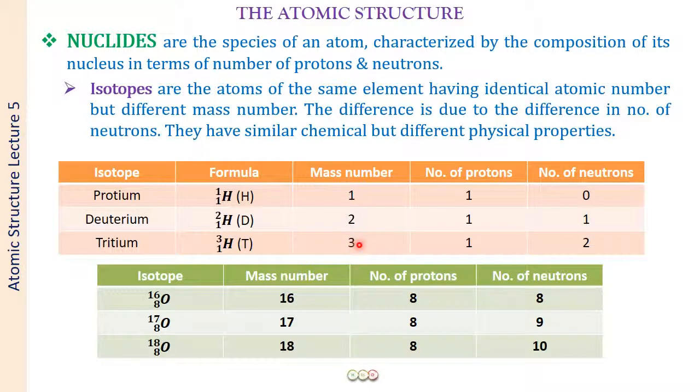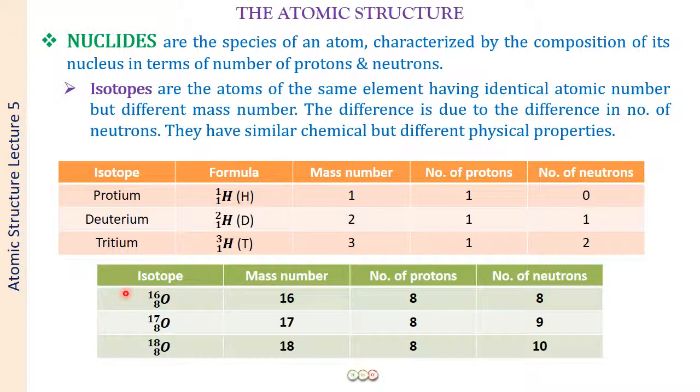Then we have tritium, H13. So this has the mass number 3. Number of protons again 1. So you can see all having the same number of protons or the same atomic number, and the number of neutrons to be 2. So the difference is in the number of neutrons.